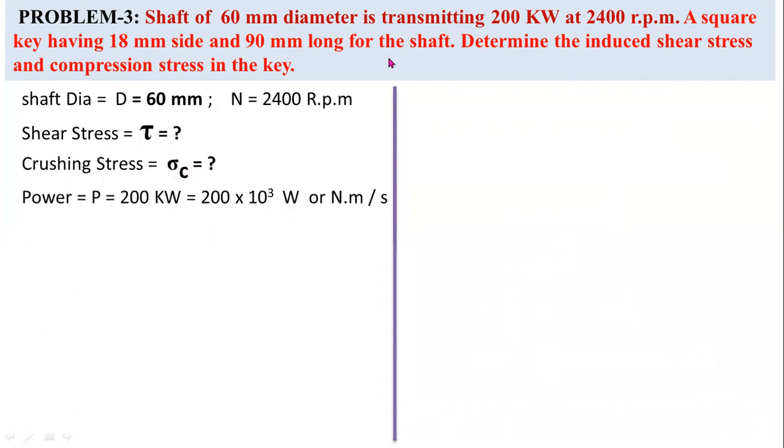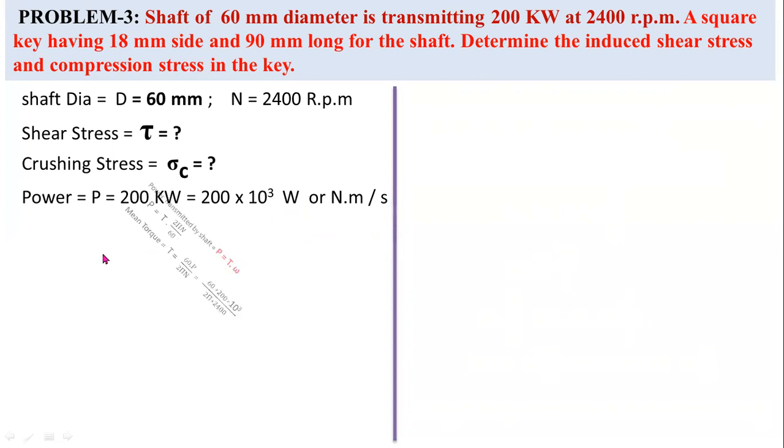And here the power transmitted by the shaft is given, P equal to 200 kilowatts. 1 kilo equal to 1000, so 2 lakhs. The power P equal to 2 lakhs watts. 1 watt equal to Newton meter per second, or joule per second.